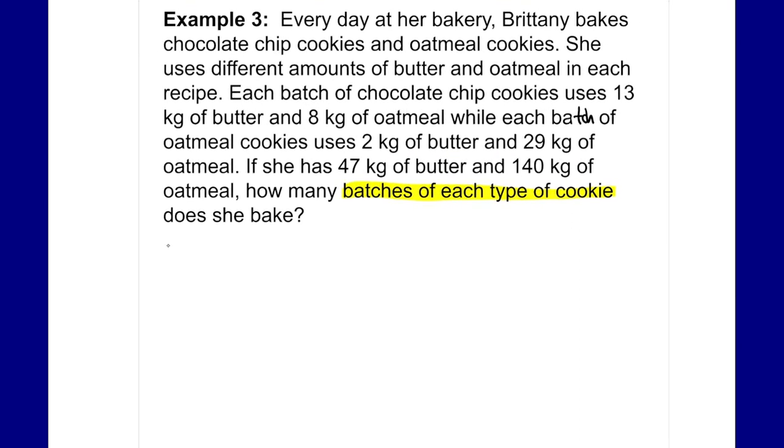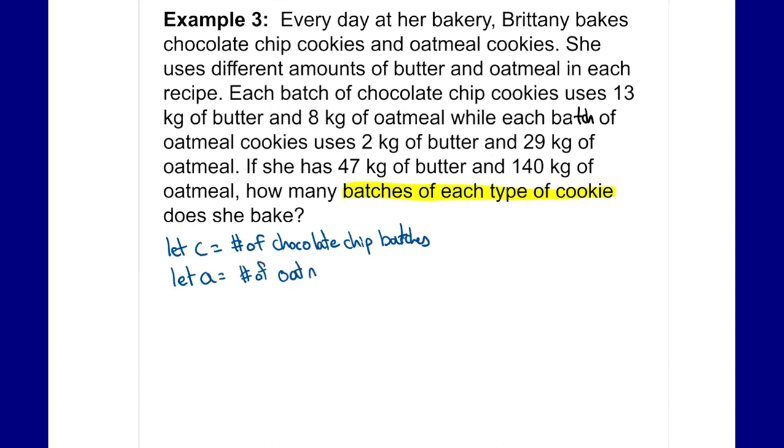So we're going to let, sorry, batches. So we're going to let C equal number of chocolate chip batches, and we'll say let, I don't really want to use O just because it's oatmeal, and sometimes O might get confused with 0. So let's use A, just the second letter. Let A represent the number of oatmeal batches.